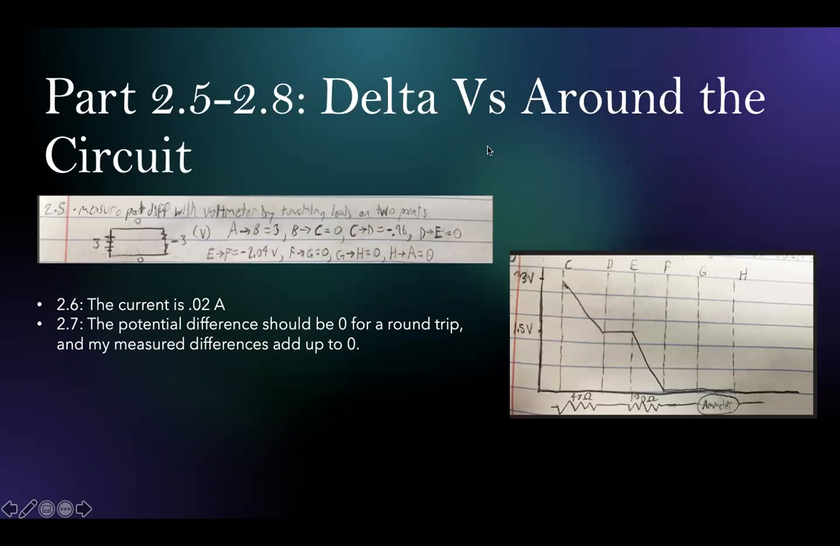In parts 2.5 to 2.8, I measured delta V's around the circuit. In 2.5, I measured the potential difference at different points on the circuit, and here it is right here. In 2.6, the current was 0.02 amperes. In 2.7, the potential difference should be 0 for a round trip. That's what I predicted, and my measured differences add up to 0. And this is the graph of how it changes over time for the different parts.